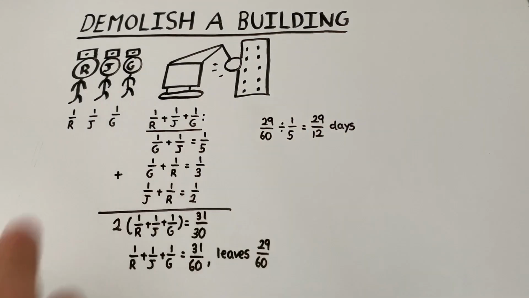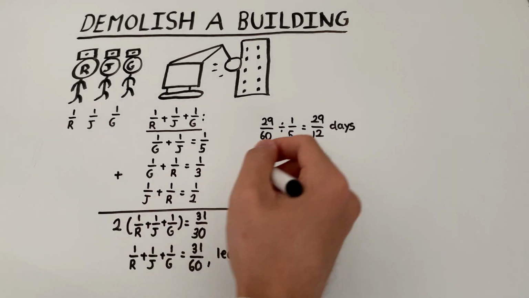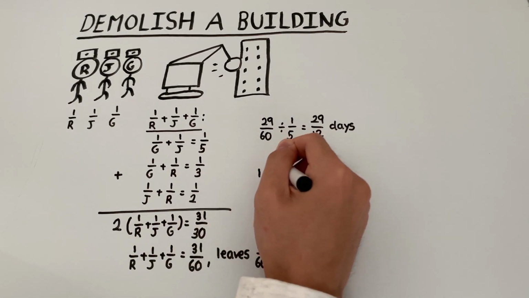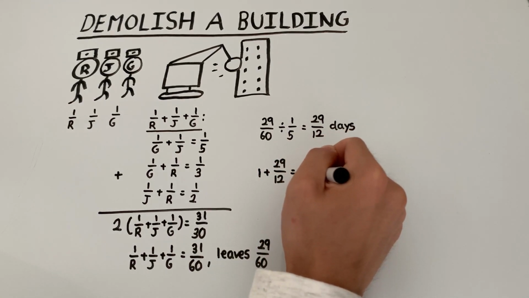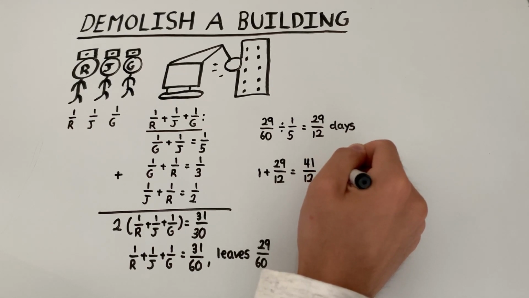But this is not the final answer, because we want to find the total time spent working. And since Rachel, John, and George work together for one day, we need to add that first day to the final count. So in the end, the project is going to take a total of 1 plus 29 over 12, which ends up being 41 over 12 days.